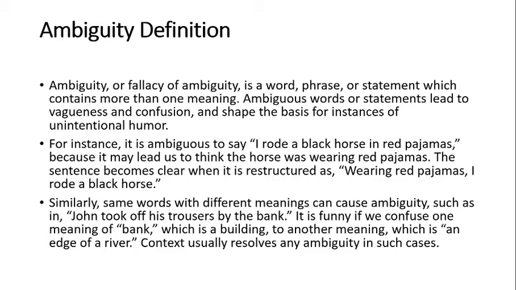So what is ambiguity? Ambiguity, or a fallacy of ambiguity, is a word or a phrase or statement which contains more than one meaning. If there is a dual meaning, two meanings within one sentence or within one word, it is called an ambiguity.